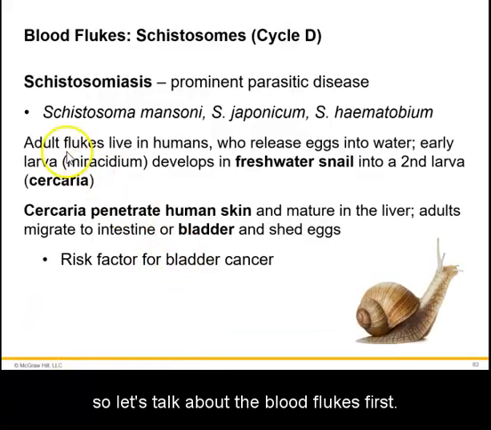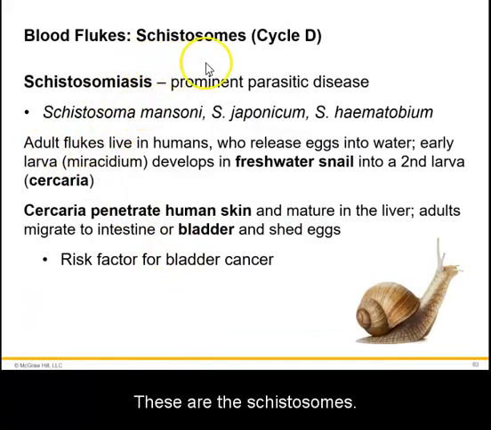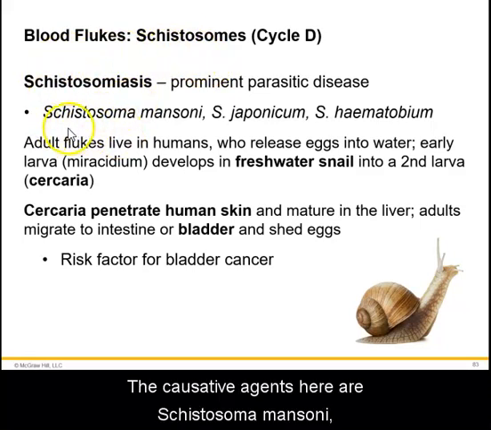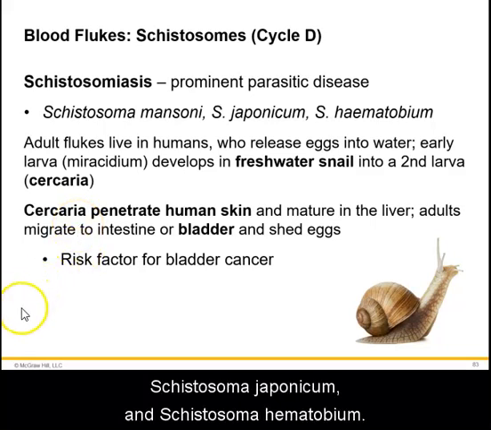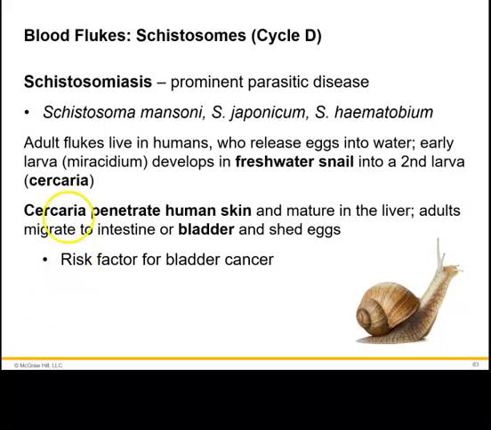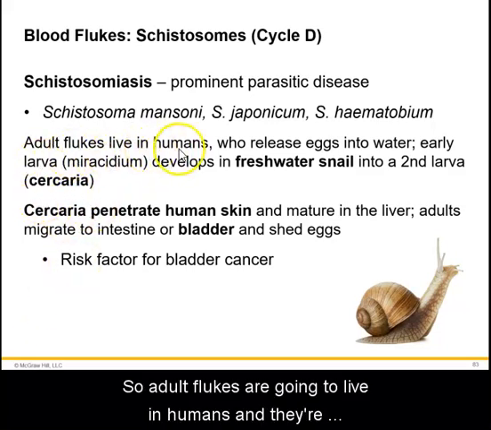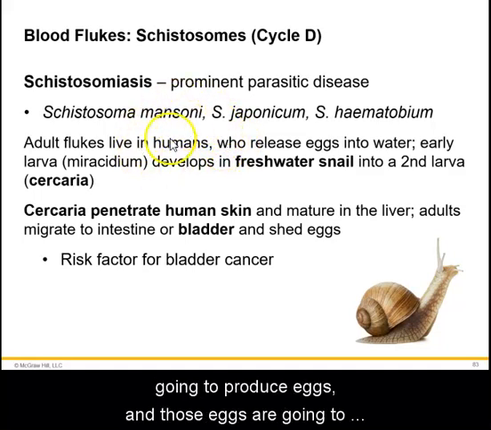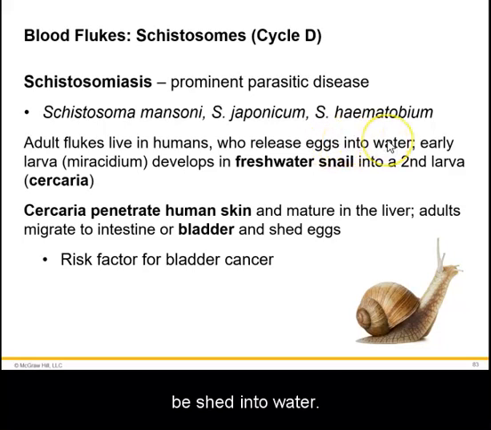Okay, so let's talk about the blood flukes first. These are the schistosomes. They cause schistosomiasis. The causative agents here are Schistosoma mansoni, Schistosoma japonicum, and Schistosoma haematobium. So adult flukes are going to live in humans, and they're going to produce eggs, and those eggs are going to be shed into water.